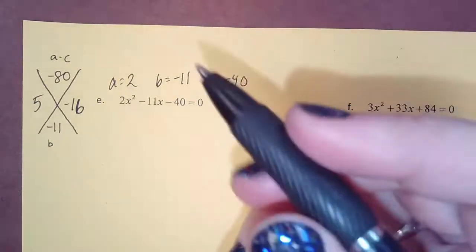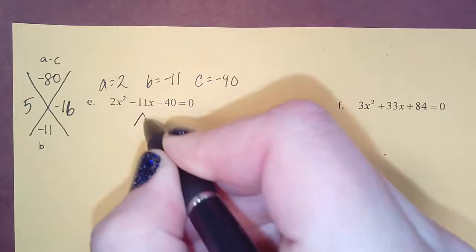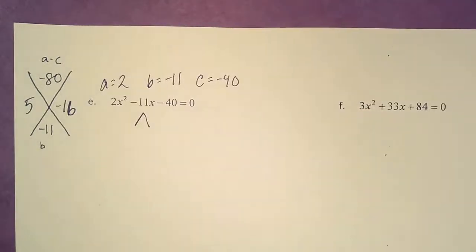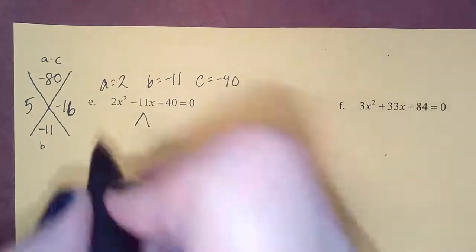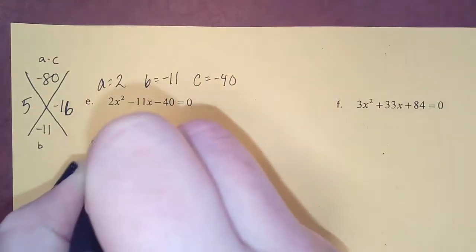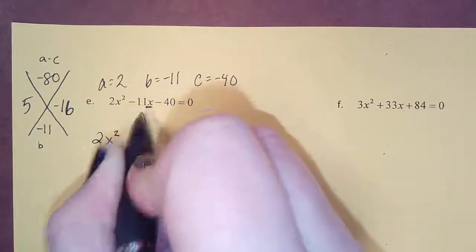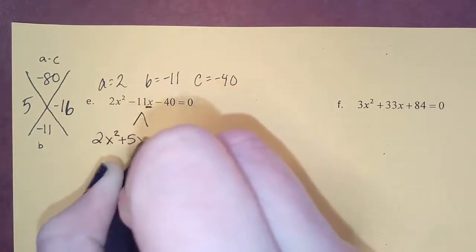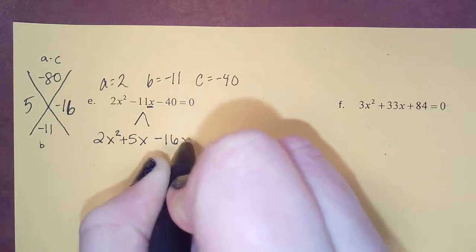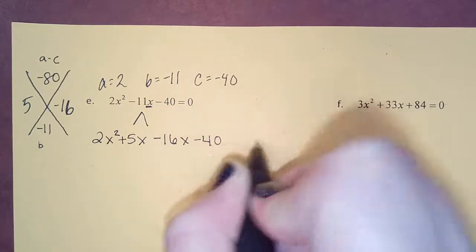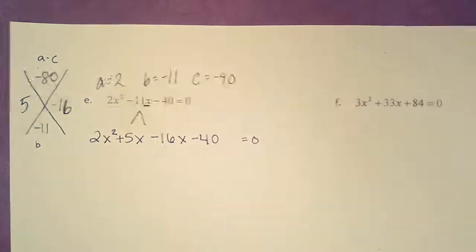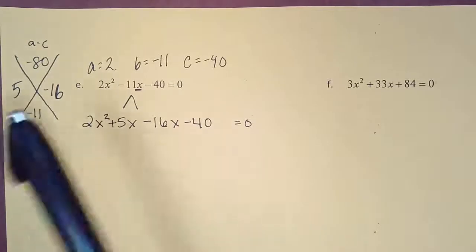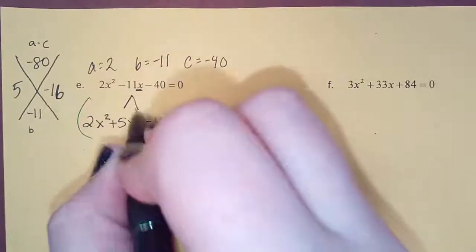I'm going to split that middle term. It does not matter which one we write down first. So if I choose to write down the 5 first, I'll have 2x squared, splitting the x term, so plus 5x minus 16x minus 40. I'll tack on the equals 0 at the end. Now we have 4 terms, so factor by grouping.